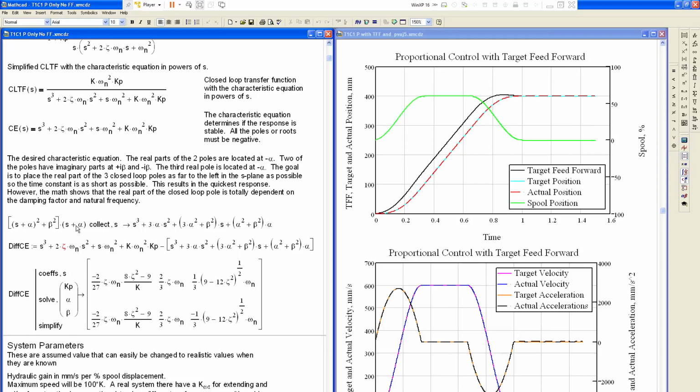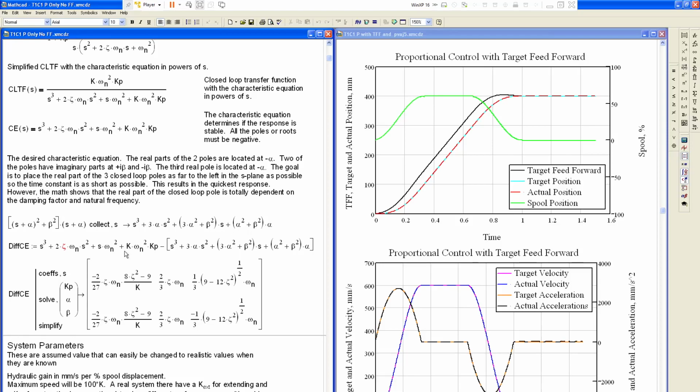I have one pole that I'm going to place at minus alpha, and I have the two imaginary poles that are going to have the real part at minus alpha and the imaginary part plus or minus beta. So when I expand that out, this is what the desired closed loop transfer function is going to be.